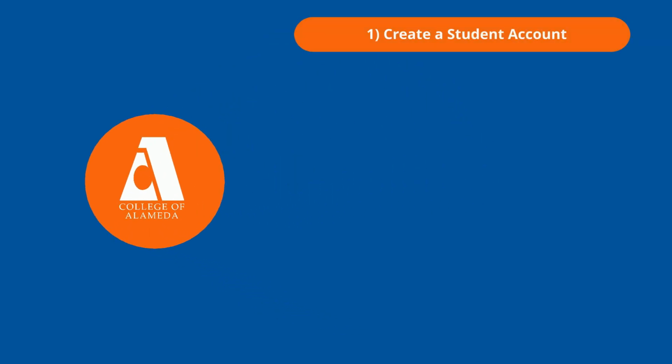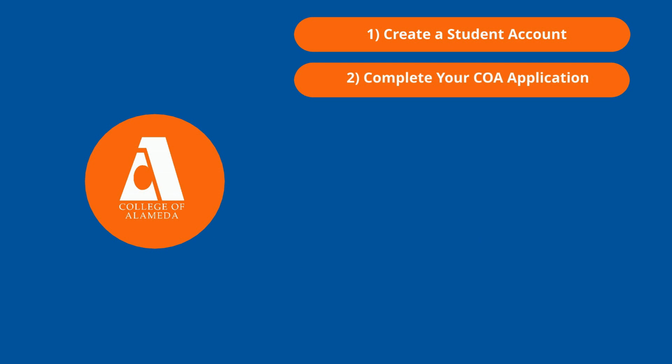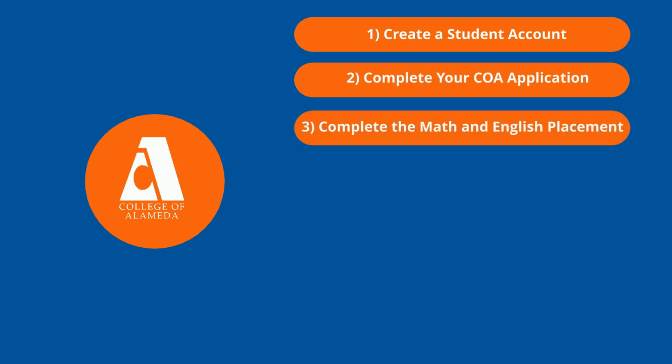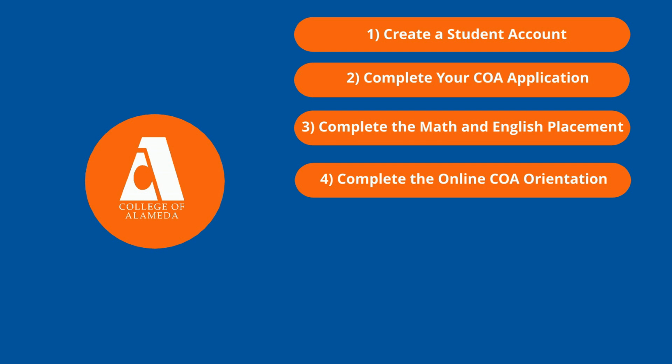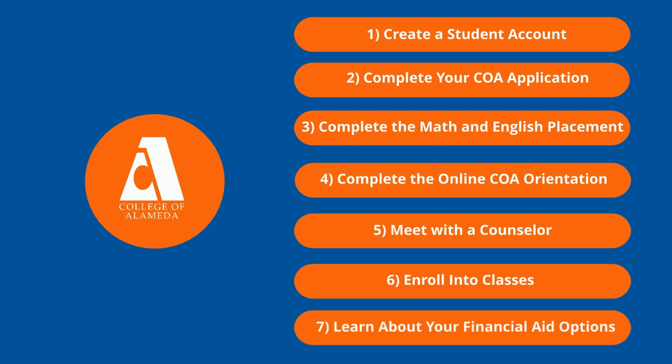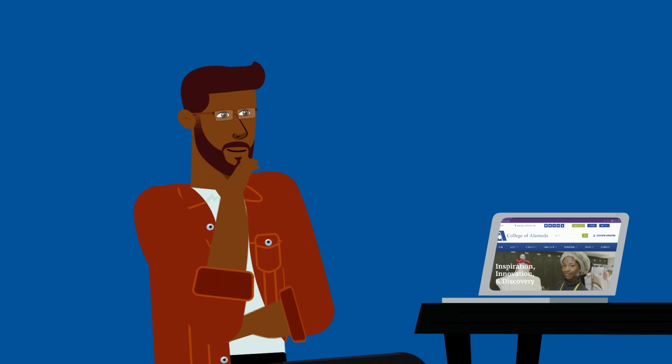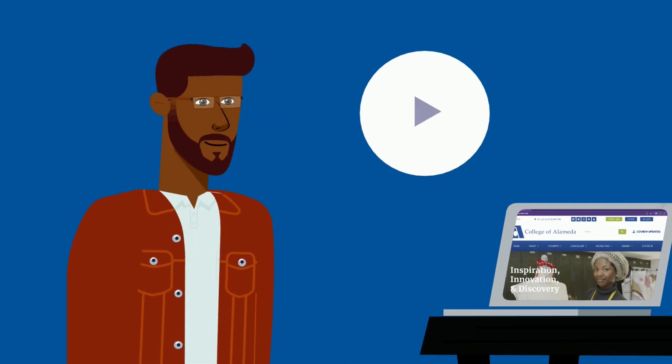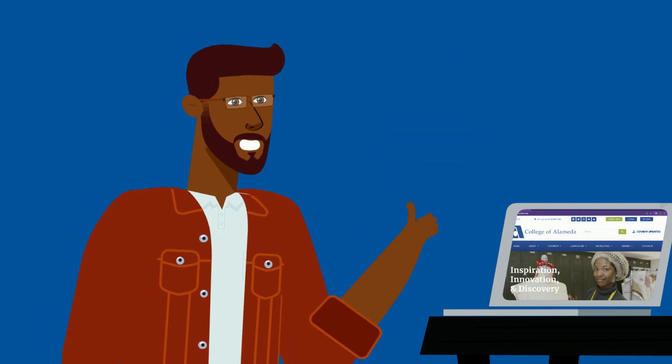Create a student account. Complete your COA application. Complete the Math and English placement. Complete the online COA orientation. Meet with a counselor. Enroll into classes. Learn about your financial aid options. As we move through the steps for enrollment, feel free to pause this video at any point and return to it when you're ready to move on to the next step.